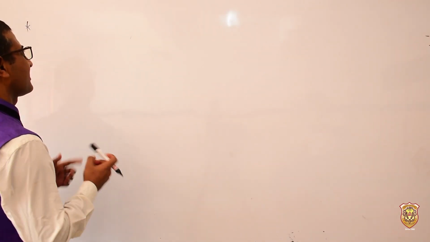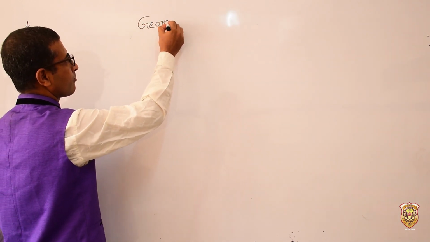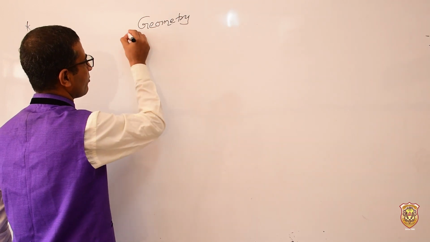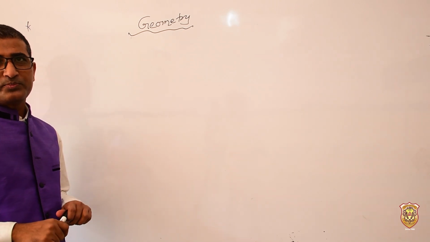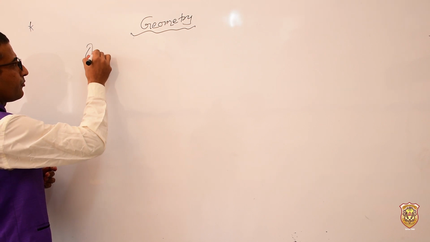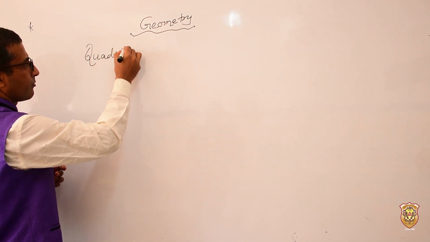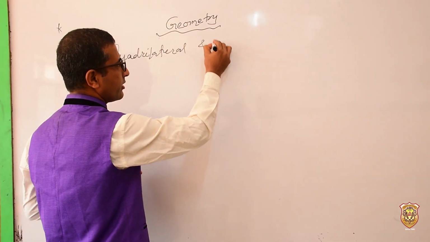Today I am going to tell something about geometry, first chapter, that is area of quadrilateral and parallelograms. For the SEE students in geometry, the first exercise we have is quadrilateral and its areas.